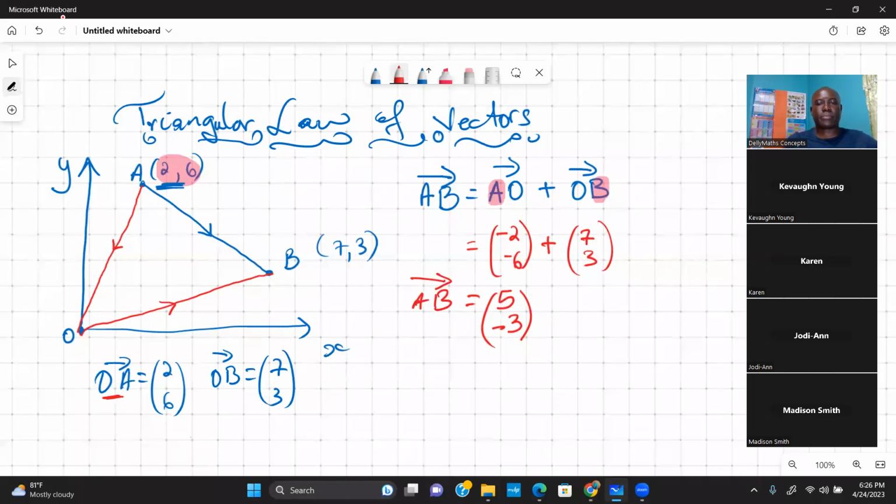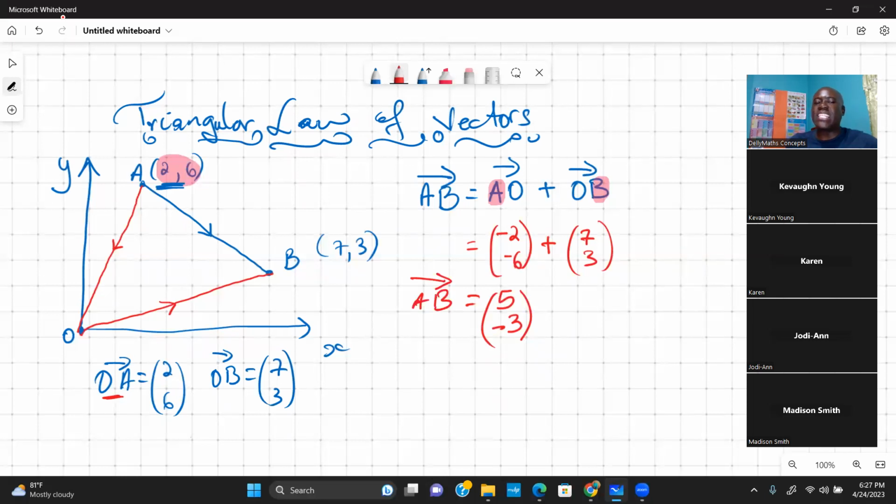Sir, how is OA (2, 6), but the arrow is moving from A to O? No, the arrow is not for OA, the arrow was for what we have to do to arrive at AB. You get what I mean? Oh, yes, sir. That's us talking to ourselves.